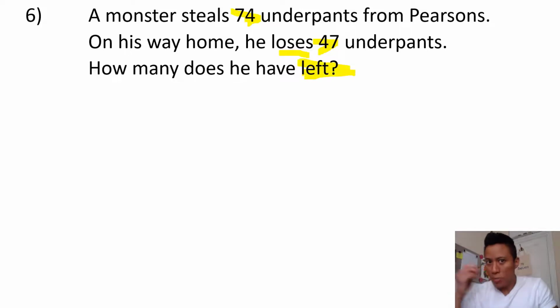Okay, does that help you out any further? See if you can answer it by yourself. Get ready to pause it and pause. If you're happy with that, let's go to question number 7.